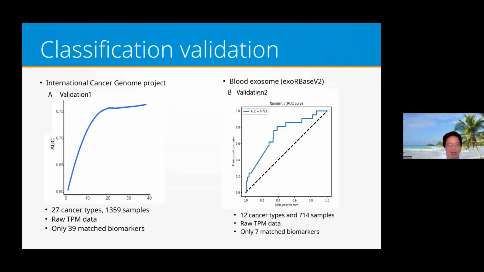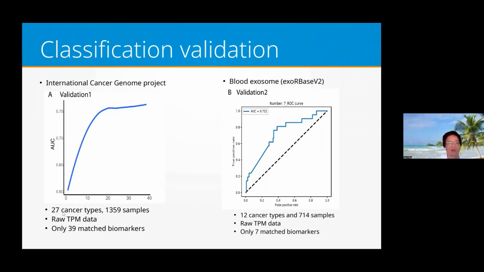And then for classification, of course, most people's models work on their own data set but not on an independent data set. My model works on independent data sets. I used two validation data sets: one from the International Cancer Association, another was a blood exosome sample.